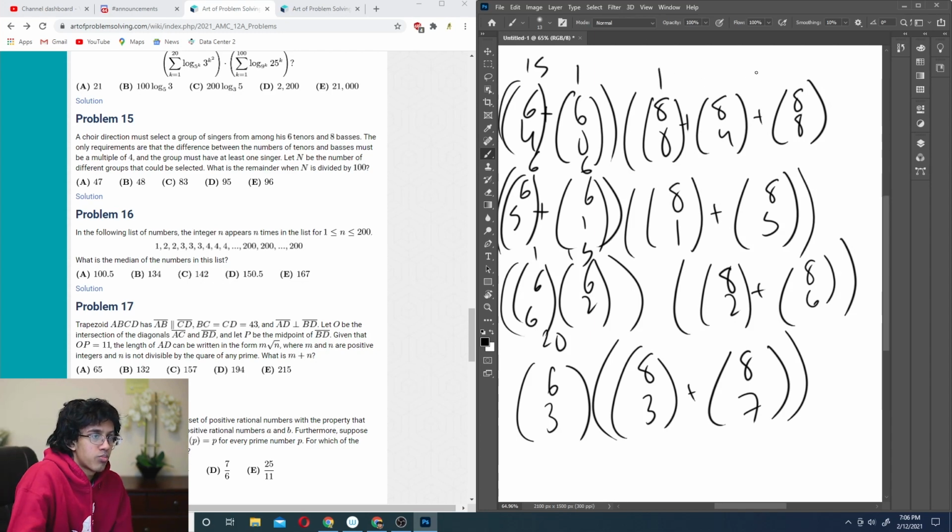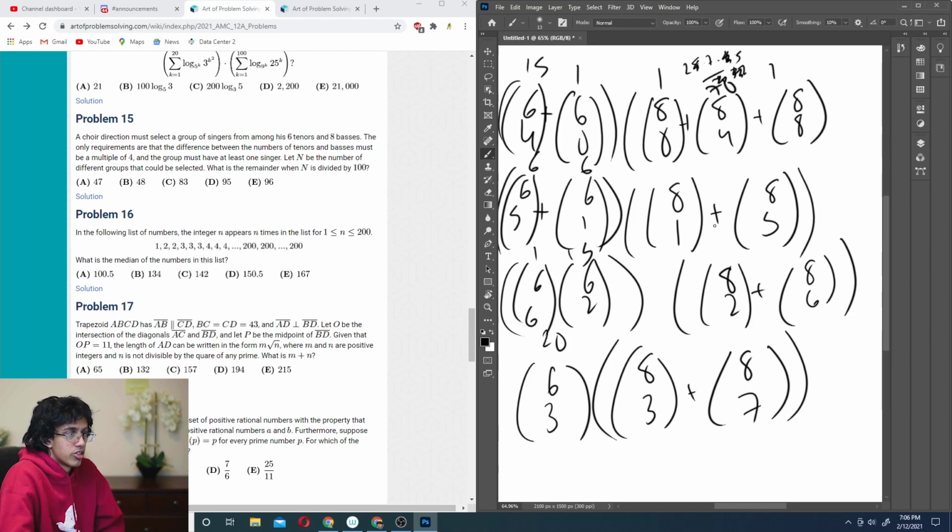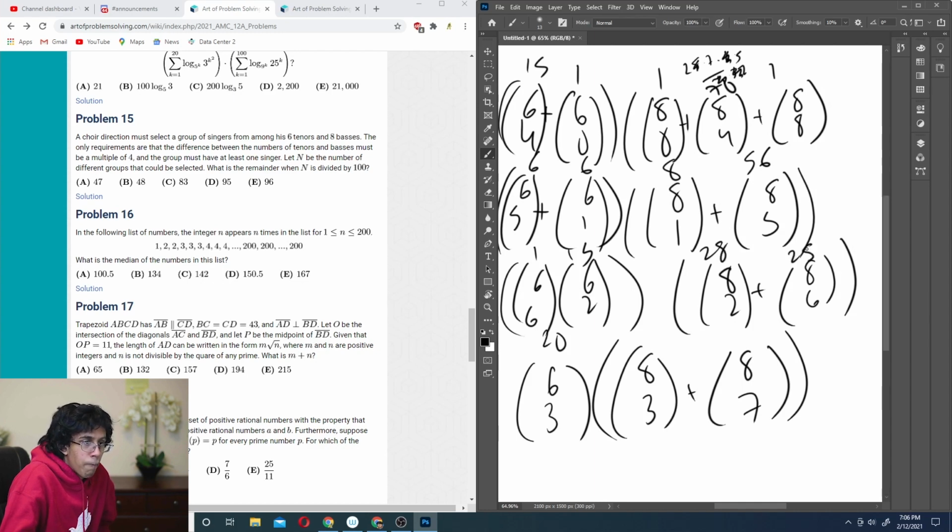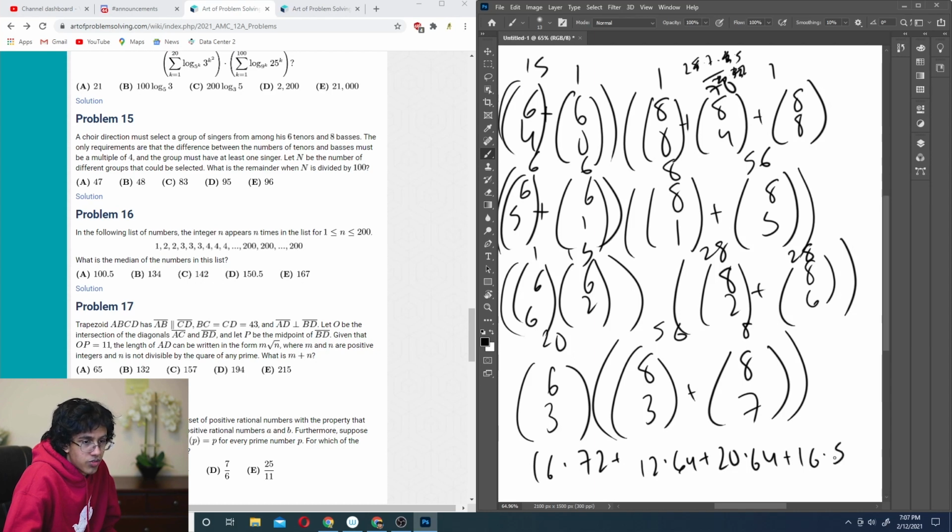Okay, 1 plus 1 plus 8 choose 4, so that's 8 times 7 times 6 times 5 over 4 times 3 times 2. Okay, that gets out of here, that gets out of there, and we're left with 70, so that's 72. Then this is 8 times 7 times 6 over 6, so it's 56. So this is 28, this is 28, and this is 8 and 56. Okay, dang, I don't have enough space for this. So 16 times 72 plus 12 times 64 plus 20 times 64 plus 16 times 56.